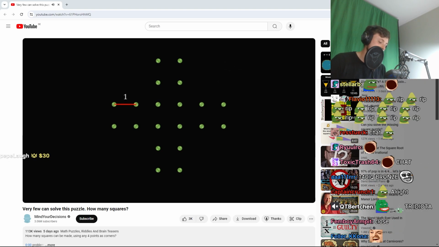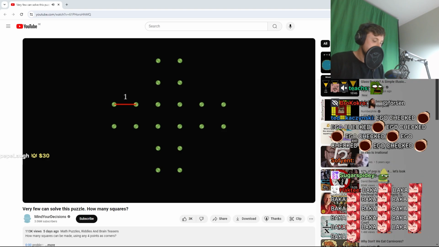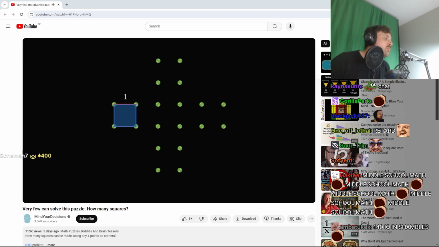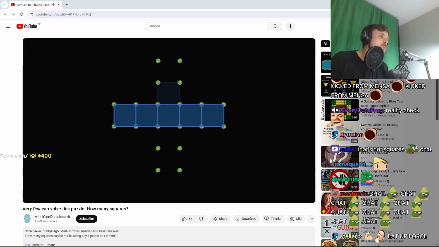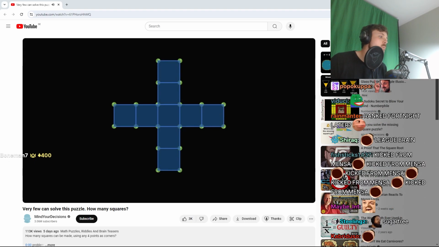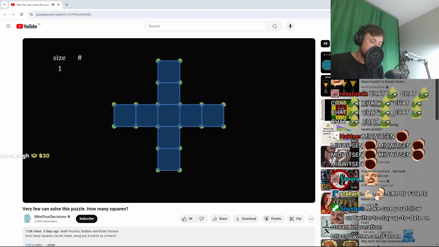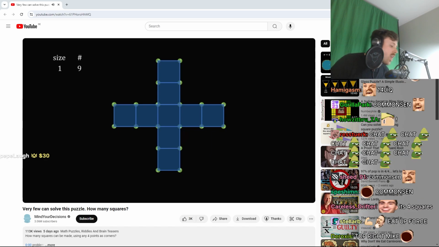Suppose the horizontal distance between these 2 points is equal to 1. We can form a square with the side length equal to 1 like this. In fact, we can form 9 such squares. So this is the most common answer. People see all of these squares. So squares of size 1, there are a total of 9 of these. And most people think the answer is 9.